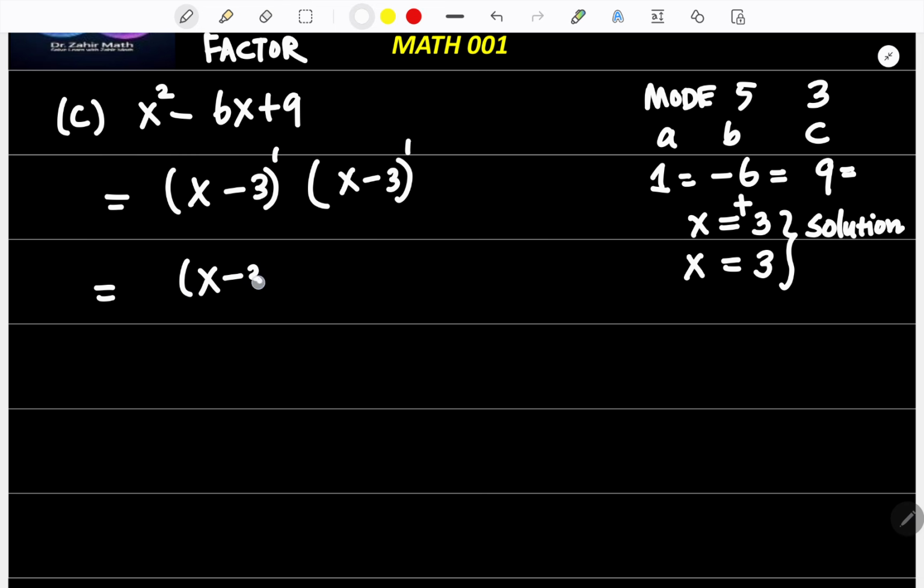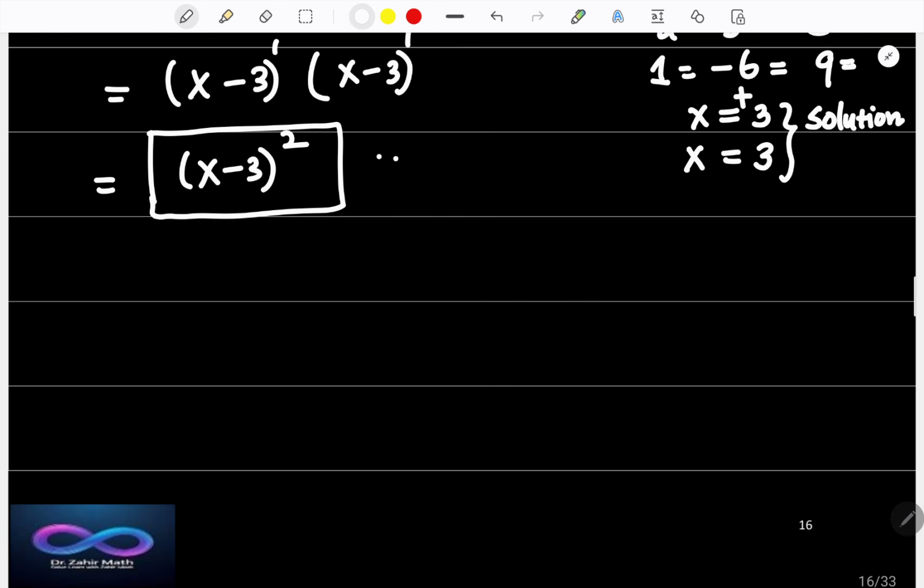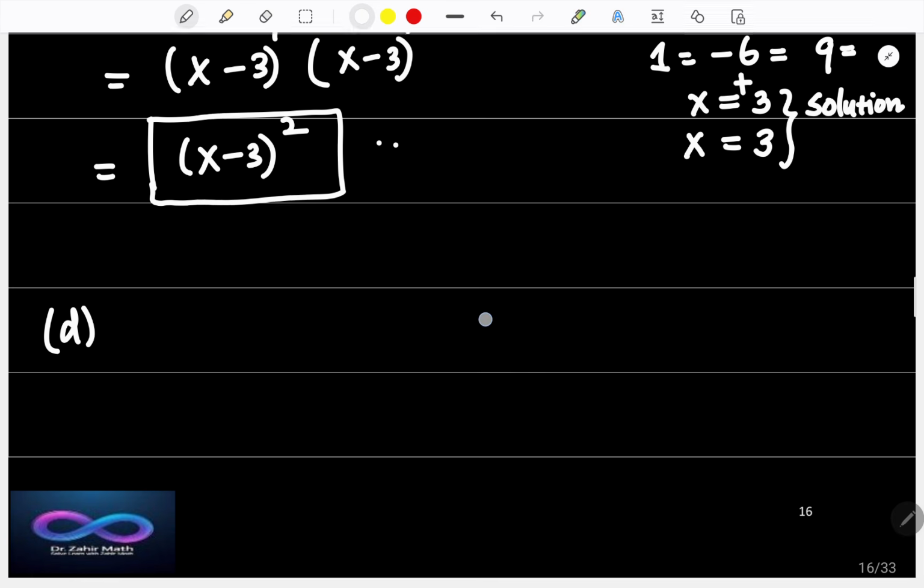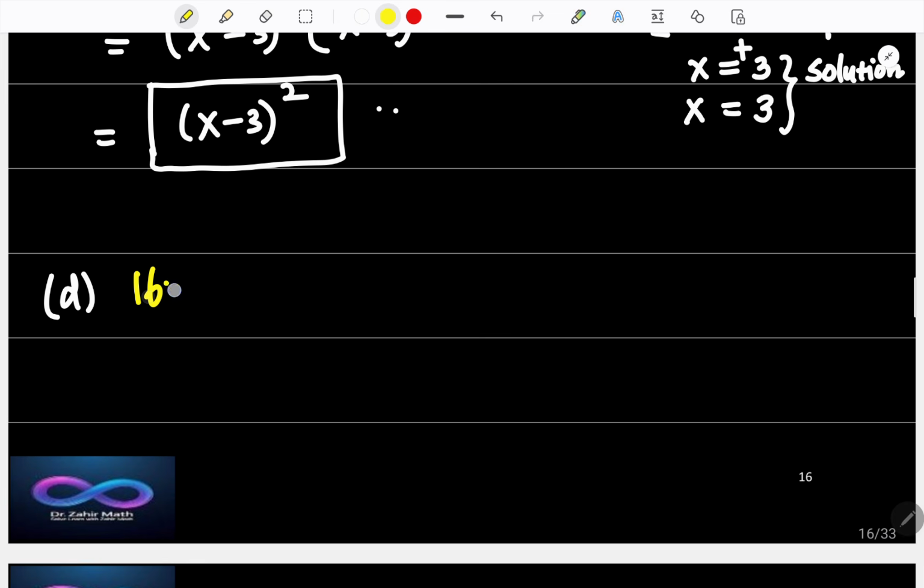So you must write the step (x minus 3) whole to the power of what? 2. Clear everybody? Right. Let's go to the D question. D question is 16x squared minus 24x plus 9.